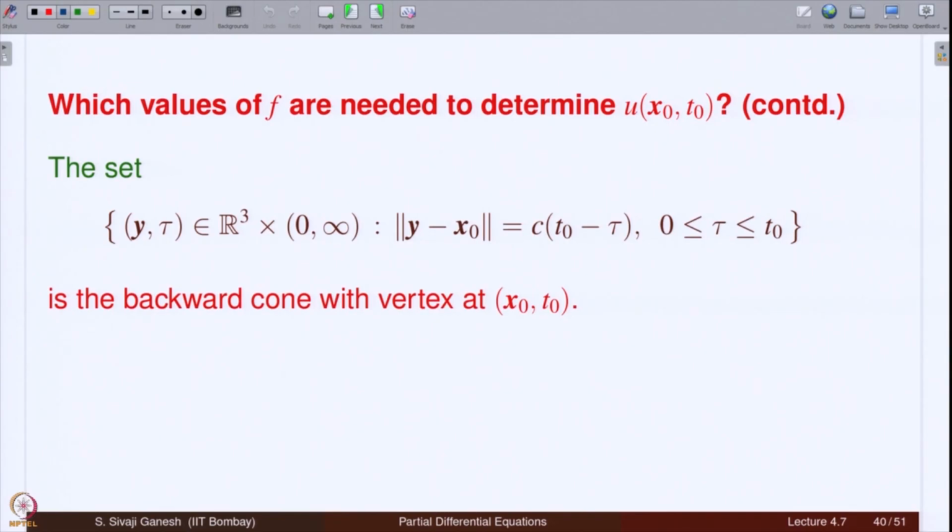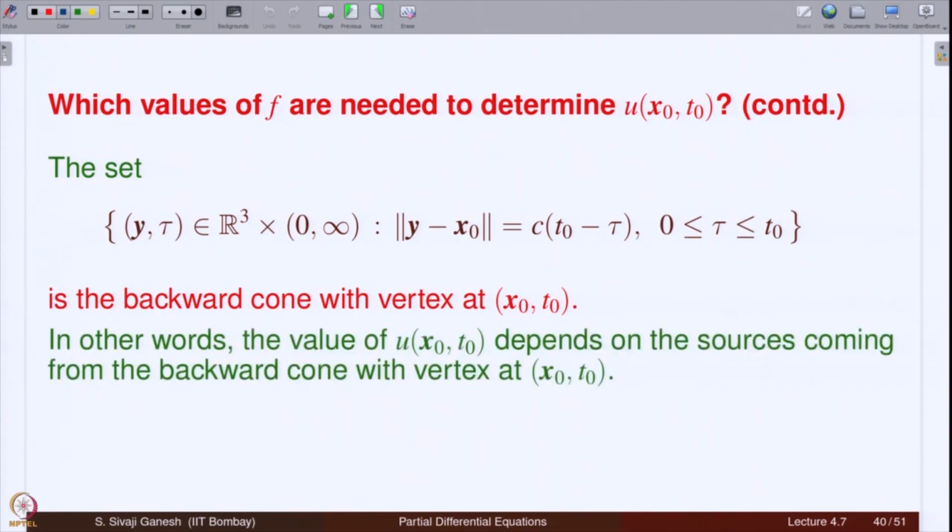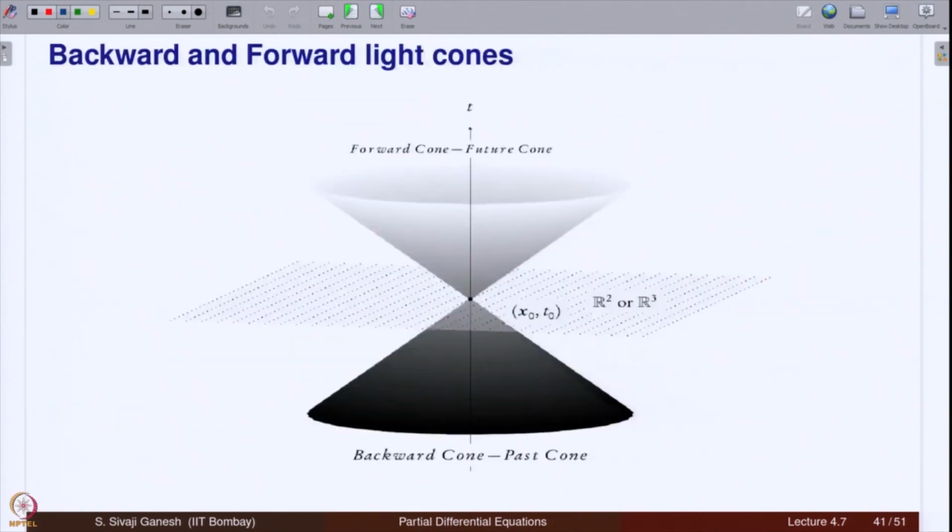This is a backward cone with a vertex at x0 t0. We know the cone in 3 dimensions, right. So, this is something similar we have to imagine in 4 dimensions. I will show you a picture. In other words, the value of u at x0 t0 depends on the sources coming from the backward cone with vertex at x0 t0. So, the figure of a backward cone is on the next slide, it is here.